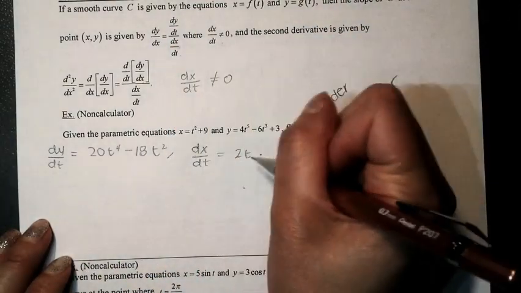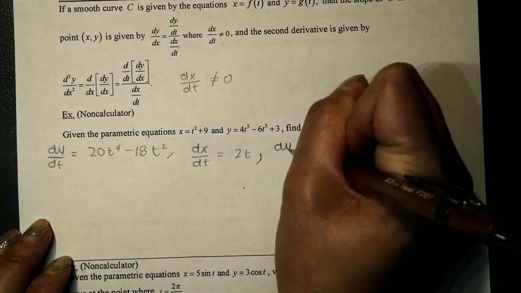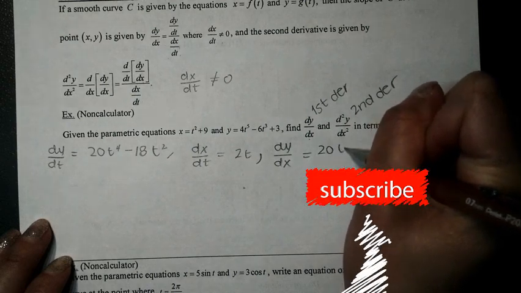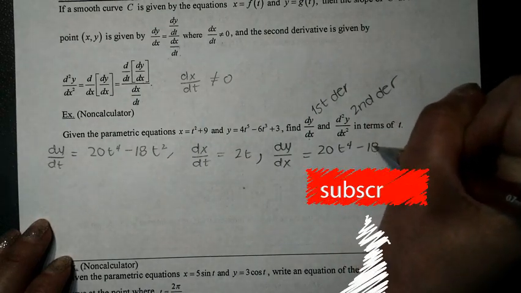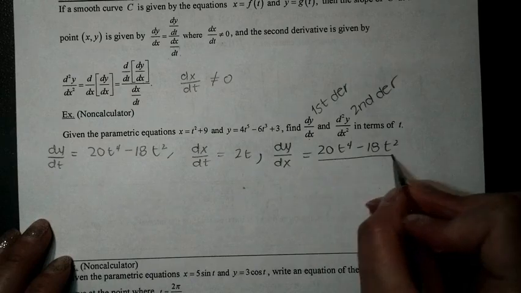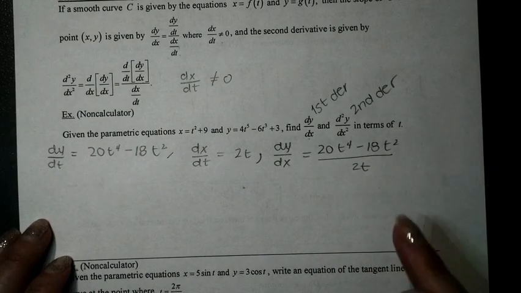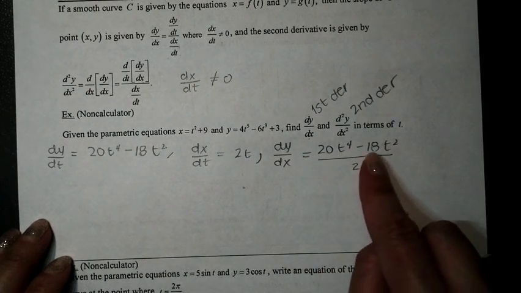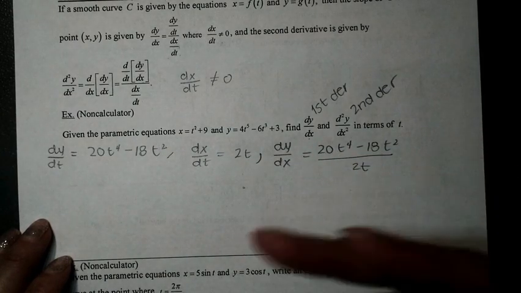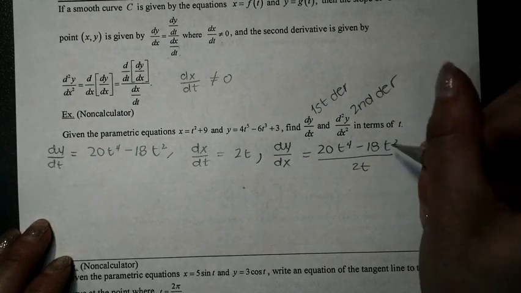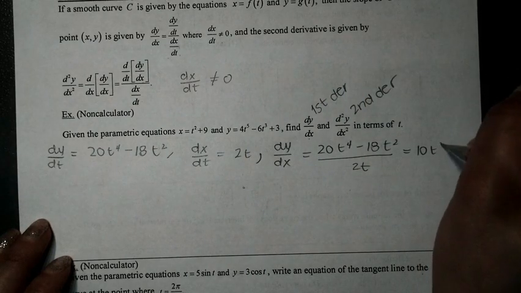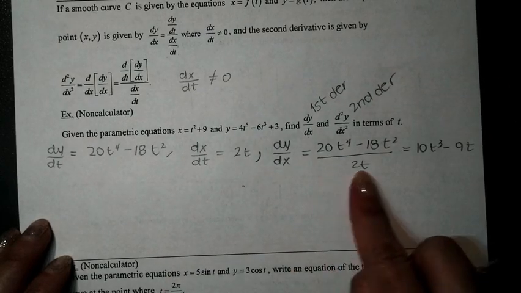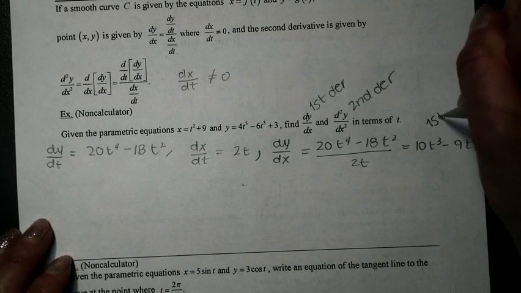What we have here is that dy/dx is going to be equal to, stack them together, 20t to the power 4 minus 18t squared divided by 2t. Now what you have here, which is pretty nice, is you can see that all of them are even and all the terms here have t's. So I can simplify it. Okay, so what you have here is 10t cubed minus 9t. That's going to be your first derivative. This guy that you have here is your first derivative.